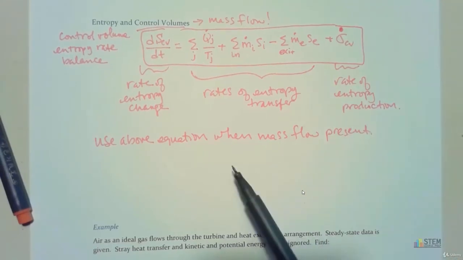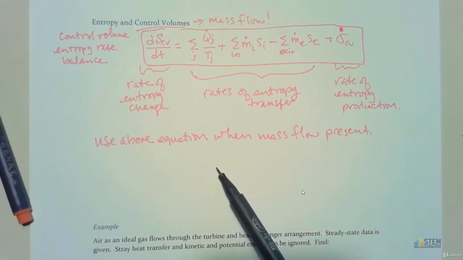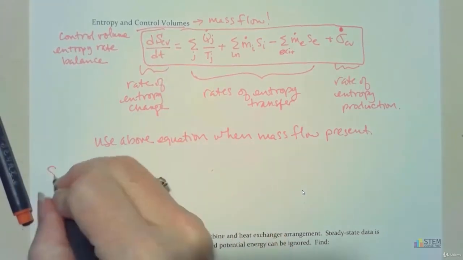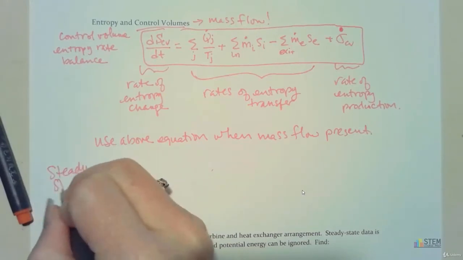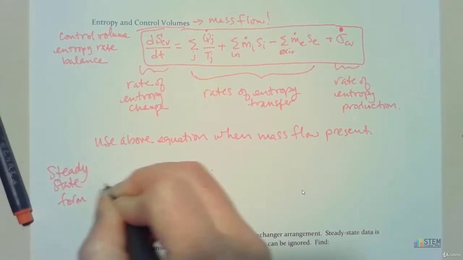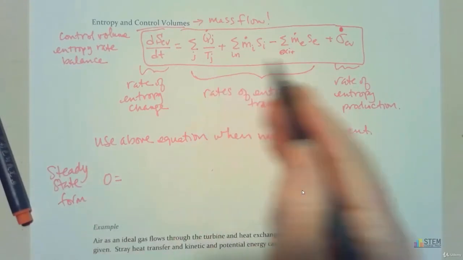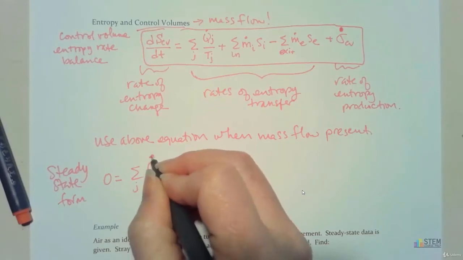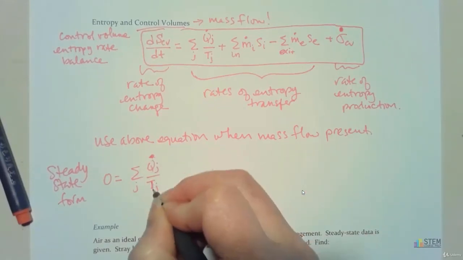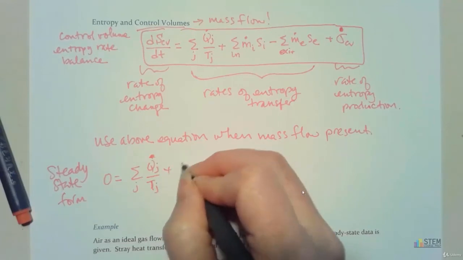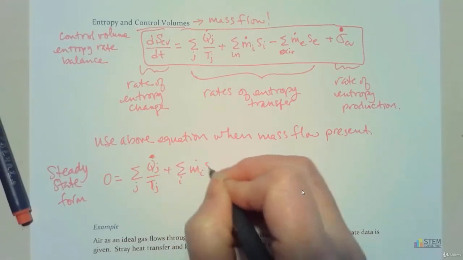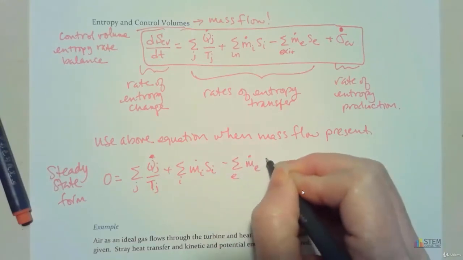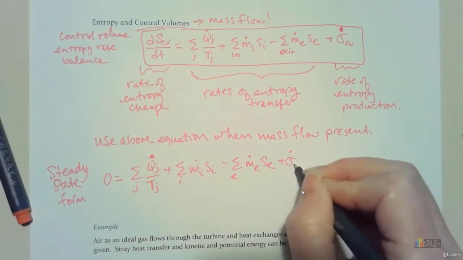Now the only other thing we need to write down is the steady state form. The steady state form of this equation is just going to set this left hand side to 0. Everything else will be the same. So basically just copy down the right hand side. It's a dot, not a bar. And then we need our mass flows for the inlets. Then subtract the ones for the exits. And then add entropy rate.